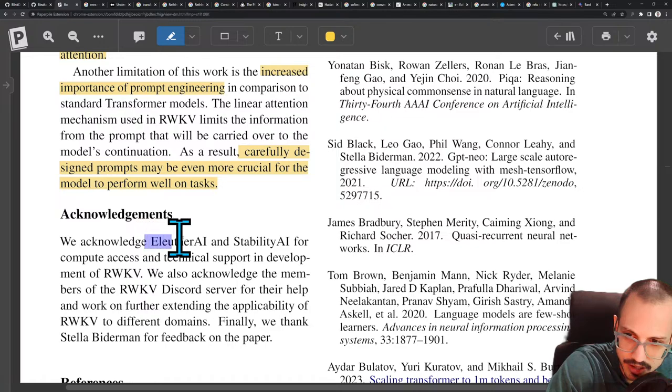We acknowledge EleutherAI and Stability AI for compute access and technical support. We also acknowledge the members of RWKV Discord server for their help and work on further extending the applicability of RWKV to different domains.